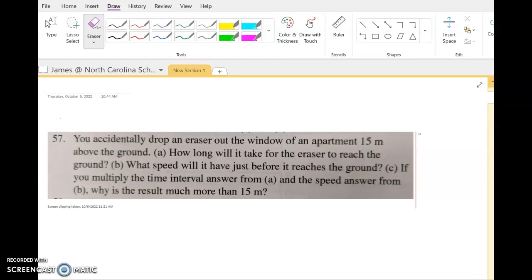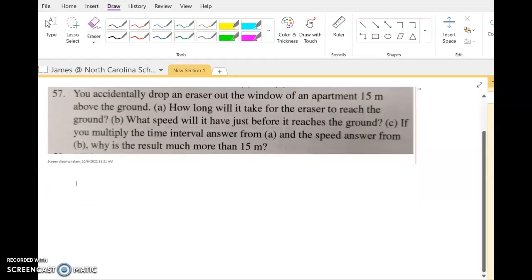Okay, I want to help you try to do this problem, or at least show you how I would do it as your physics teacher. This is a core level problem. Accidentally drop an eraser out the window of an apartment 15 meters above the ground. Okay, so what am I going to do?